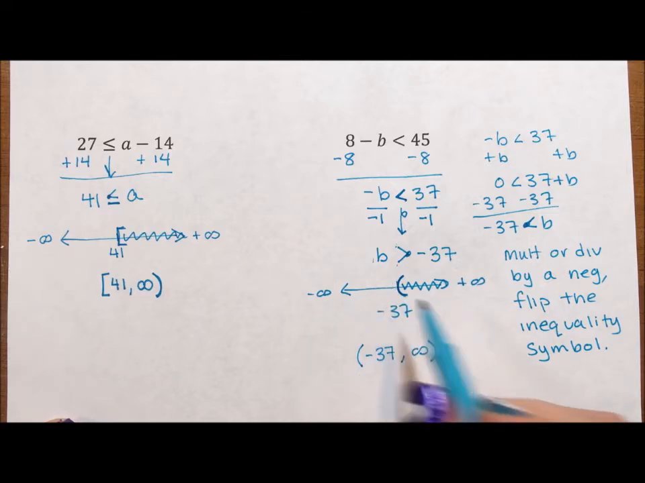Neither of these are values that b can actually equal. B is just striving towards both directions.